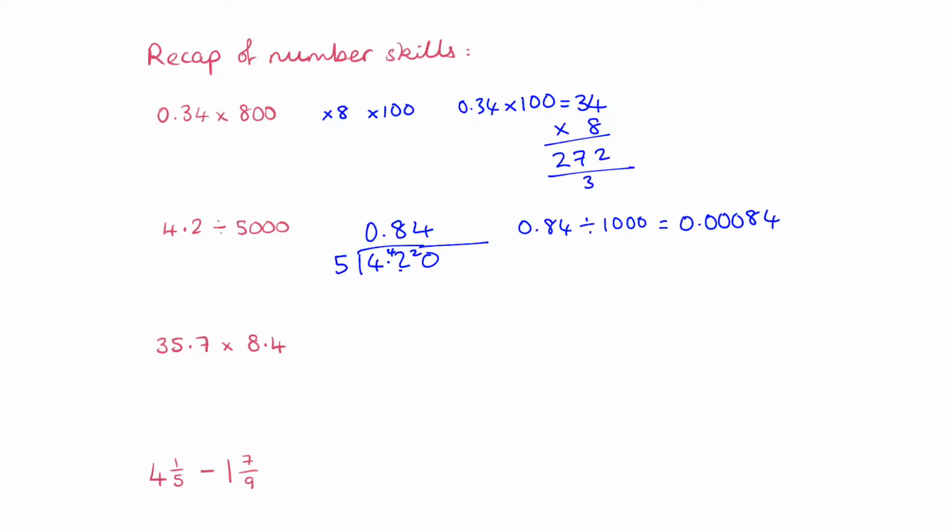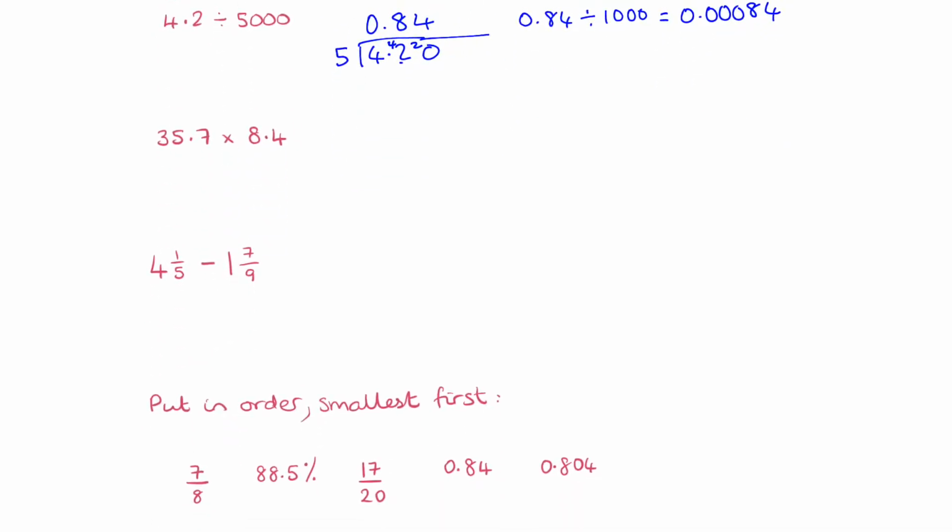Okay, next one. 35.7 times 8.4. We're going to do this with long multiplication.